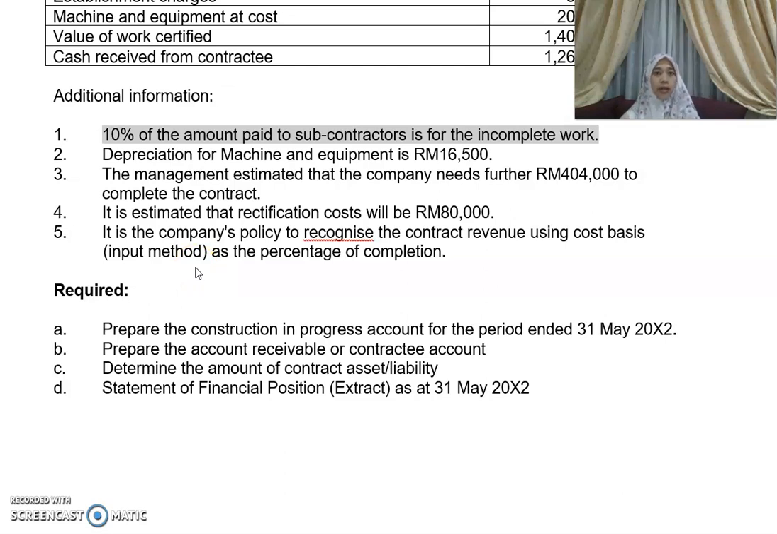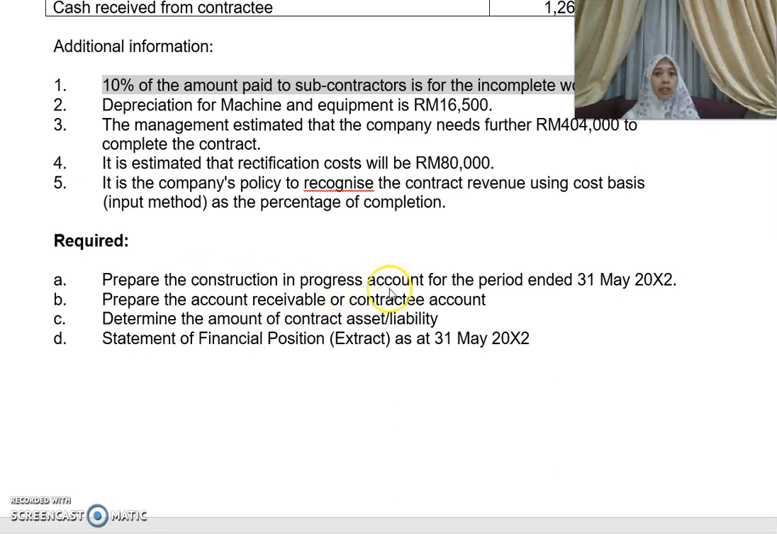What is it that you are required to do? You are required to prepare the construction in progress account for the year. Be alert with the date, for which period you are required to prepare the construction in process account. Part B, you are required to prepare the account receivable. Another name for account receivable is the contractee account. The next one is to determine the amount of contract asset or contract liability. And then part D, you are required to prepare the statement of financial position as at 31st May 20x2. Now let's do the first one, that is preparing the construction in progress account.